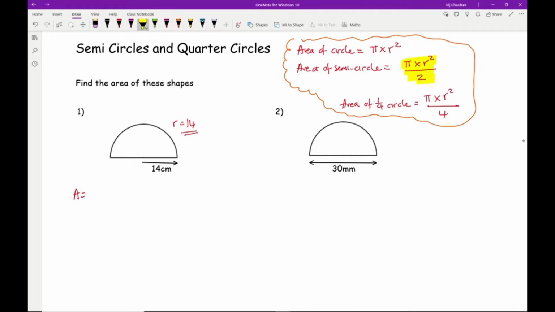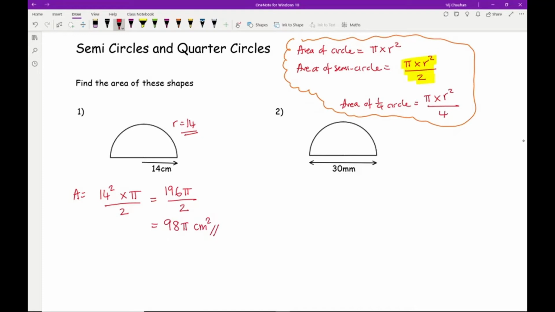So for question 1, I'm going to be using this formula here. So the area equals 14 squared times pi divided by 2. Now 14 squared is 196 pi divided by 2. Now I can simplify that if this was a non-calculator paper, because 196 divided by 2 is 98. So the answer would be 98 pi centimetre squared.